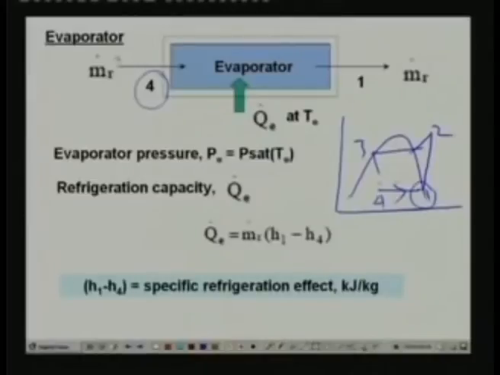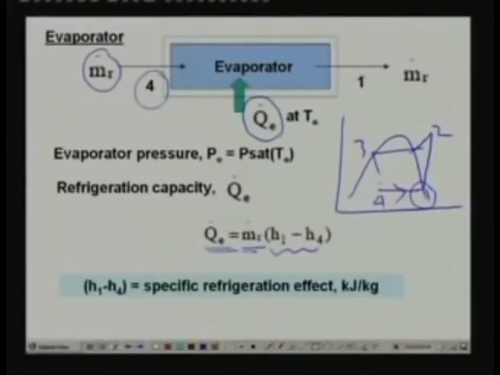Okay, and m dot r is the mass flow rate of the refrigerant, and q dot e is the refrigeration capacity of the evaporator. So if you take the control volume across the evaporator and apply the steady flow energy equation, since we are neglecting the kinetic and potential energy changes, you find that the refrigeration capacity q dot e is nothing but mass flow rate of the refrigerant multiplied by the enthalpy difference H1 minus H4.